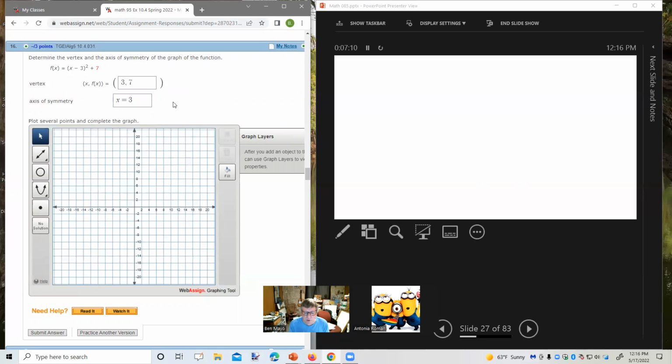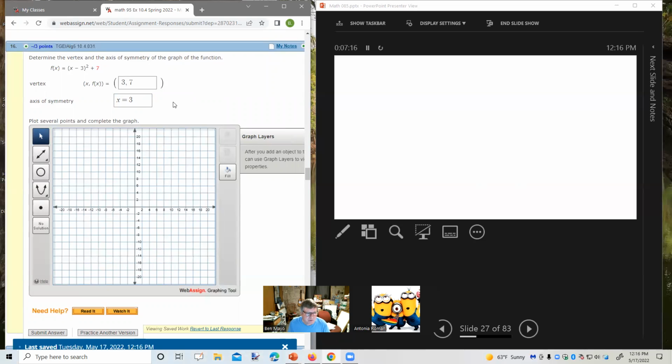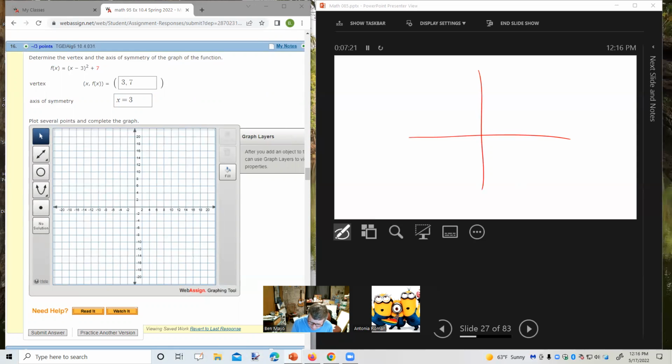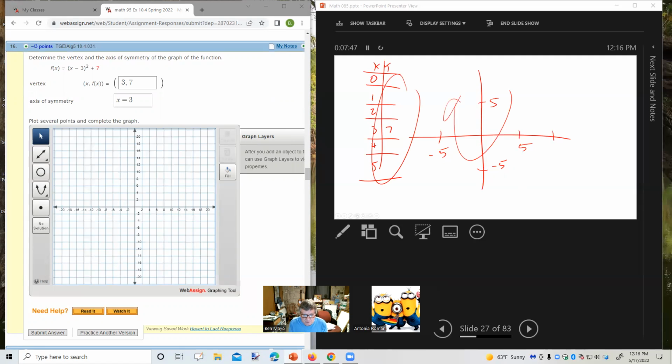Now, if we were graphing in a classroom, not using online homework, you would have a piece of graph paper and you would make an X and a Y axis and there'd be a scale. And I'd have you make a table and I'd have you put the vertex at the center of the table and then calculate some values and plot some points and then draw your graph, okay? That's if we were doing it by hand.